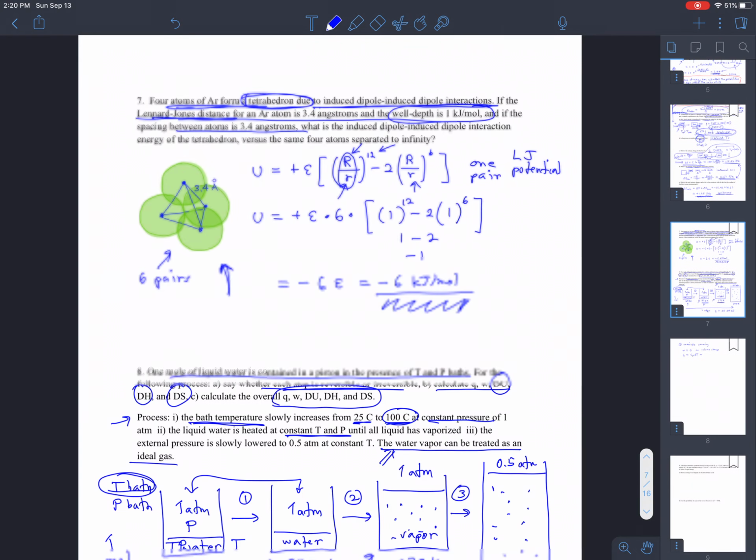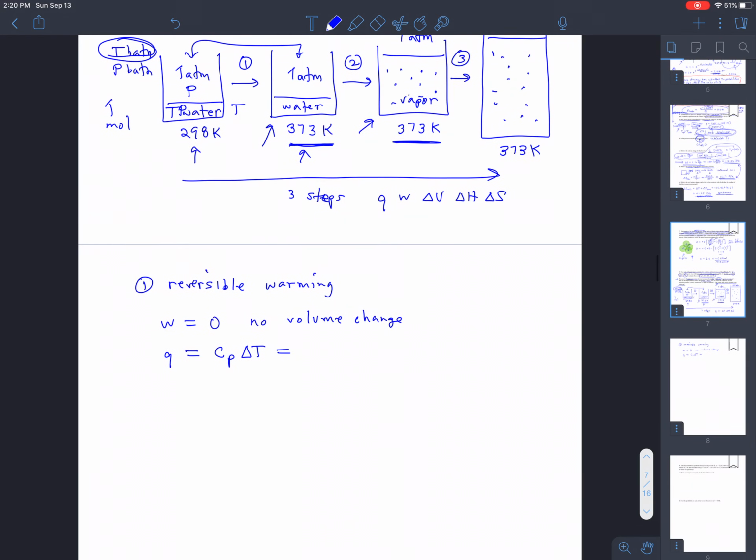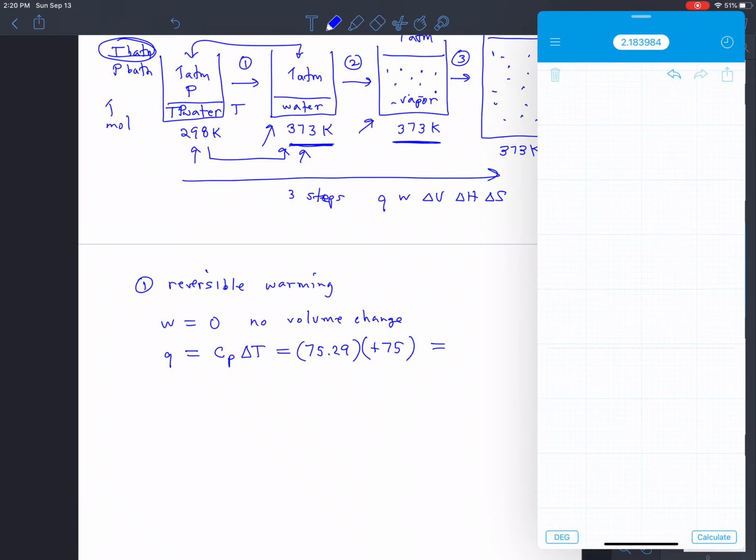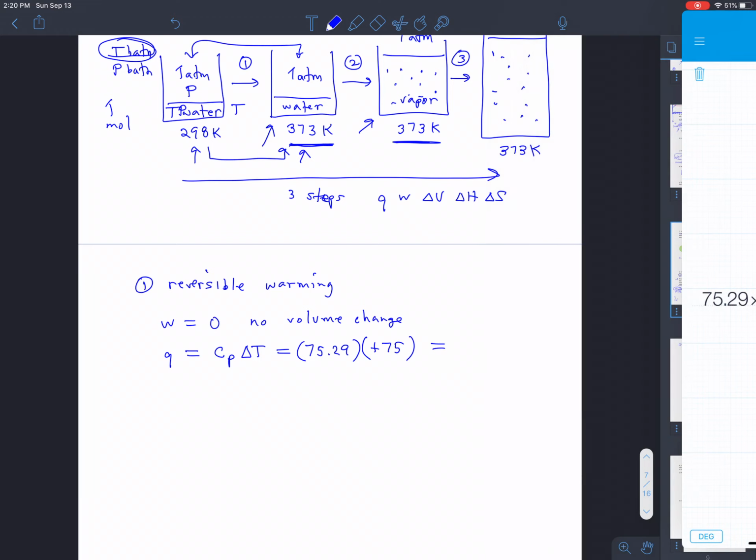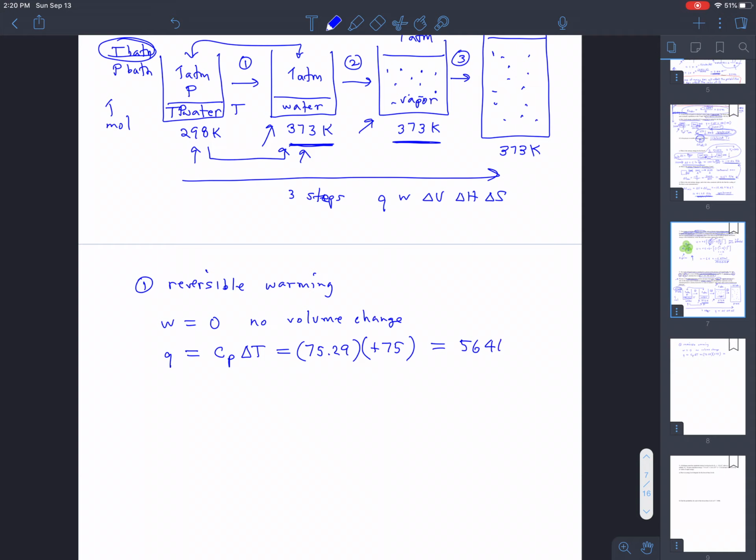we have that Q is equal to 75.29 joules per K per mole. We have 1 mole, right? So that's the heat capacity, times the temperature change. We're going from 298 to 373. That's a temperature change of plus 75 degrees. And so the overall heat change is 75.29 times 75, which is equal to 5646.8 joules. All right, that's heat and Q for the first step.